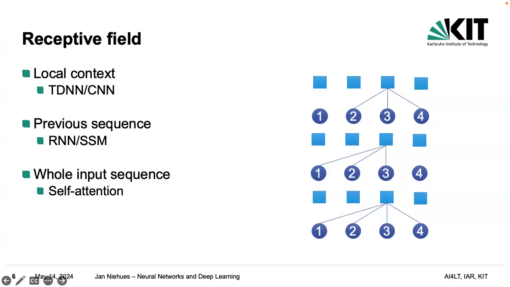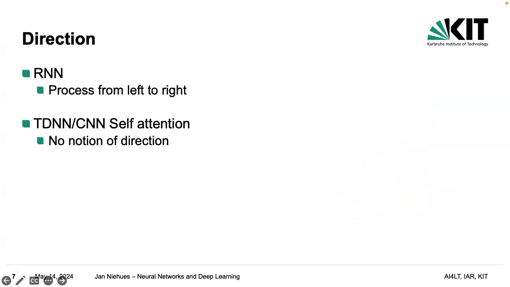On the other hand, one other important difference is the direction. So there is some concept of direction in the RNN. We are processing from left to right. So there is a left to right direction. While in the CNN or in the self-attention, there's no really a notion of direction. There's a bit on that in the CNN because it's shifted by one always, but in general, there's not really a direction on that.